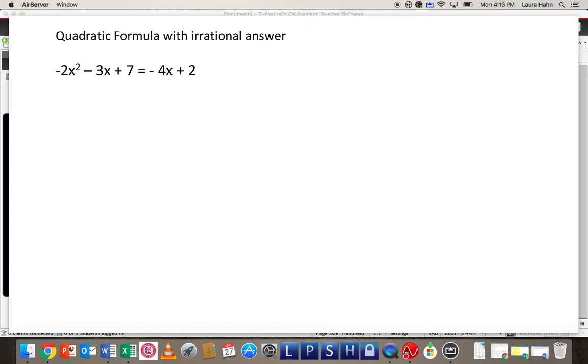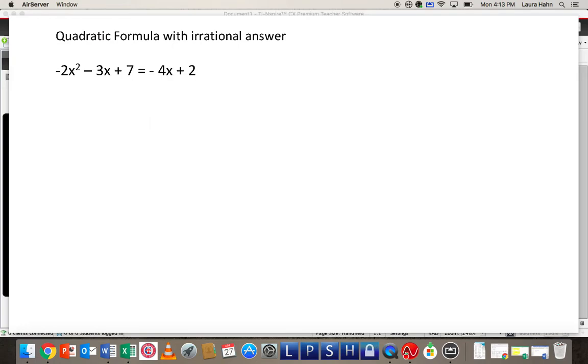All right, this is going to be our last example, and this is going to be an example where we're going to have an irrational answer, which means it's not going to work out nice and pretty for us. But that's okay. Math doesn't work out pretty most times, and it doesn't mean you're wrong. It's just the way it is. All right, so how would that look?